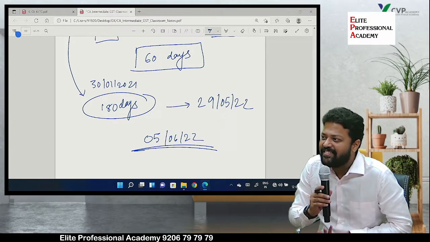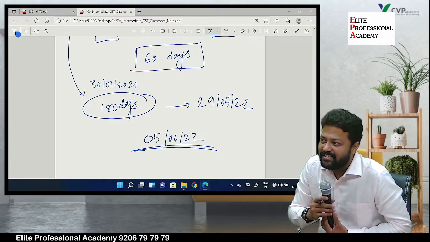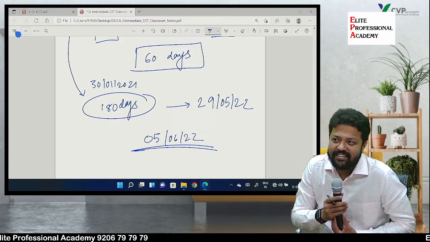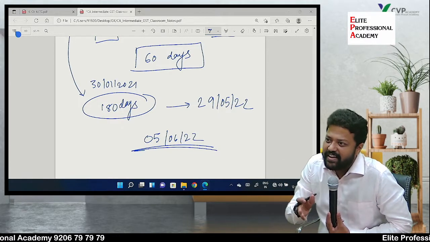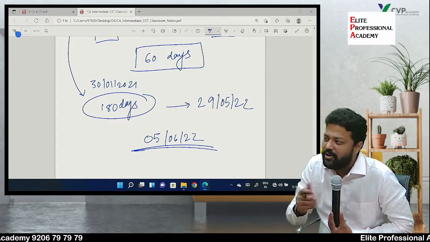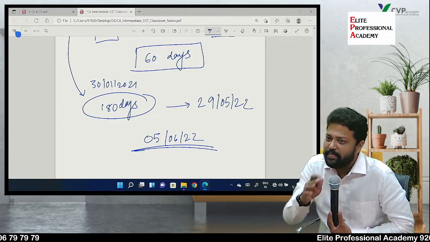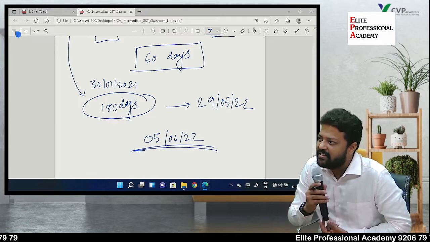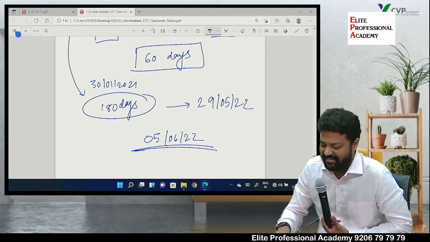Then what now? Credit was taken, it was sent back also. Now what will I do? Credit was first availed, sent back because 180 days payment not made. But on 5th June I have money. I made the payment to the buyer, seller. अब क्या करें?